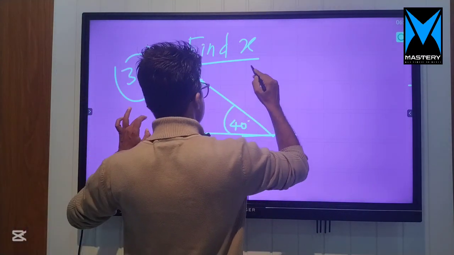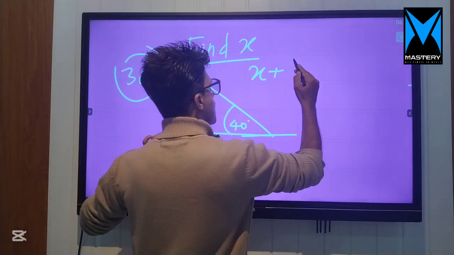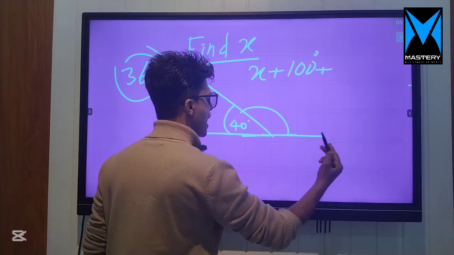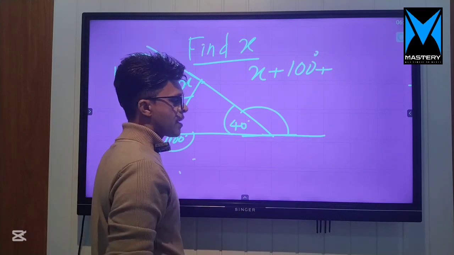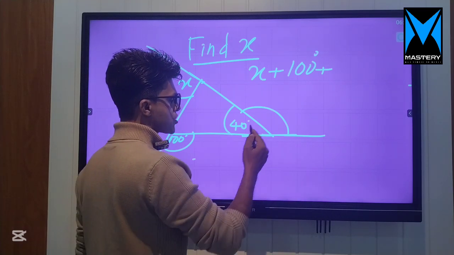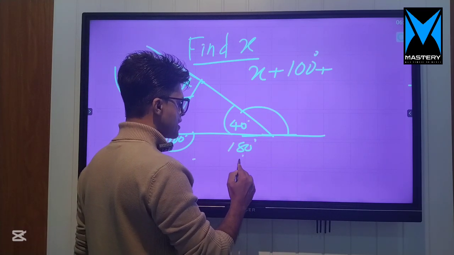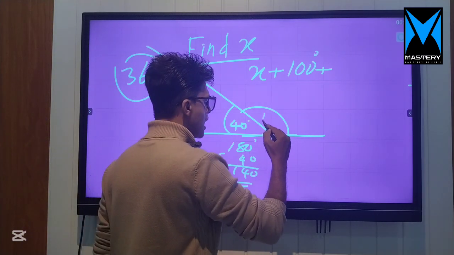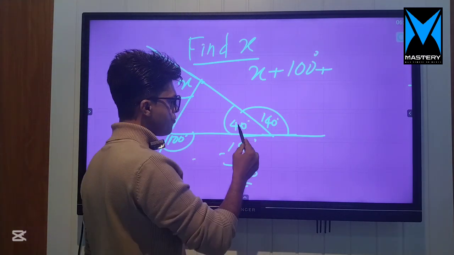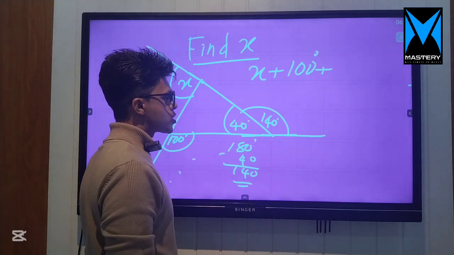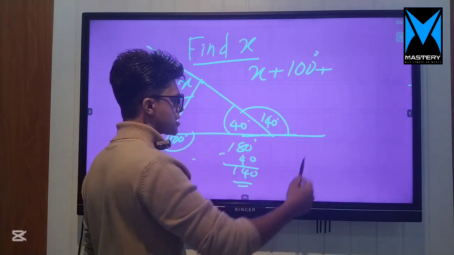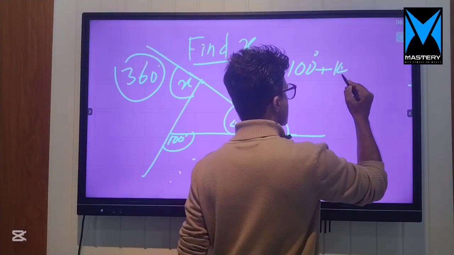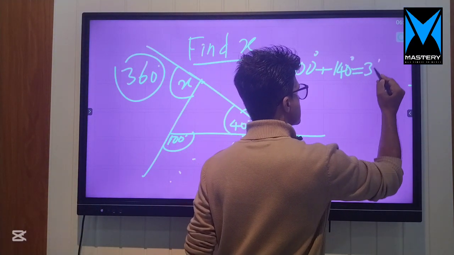Here x plus 100 degrees plus, then here you need to get the exterior angle. If this is a straight line, you could get the exterior angle, that is 180 minus 40, which is 140 degrees. Then this angle is 140 degrees. The reason: 40 degrees plus 140 degrees equals 180 degrees, because here is a straight line. So x plus 100 degrees plus 140 degrees equals 360 degrees.